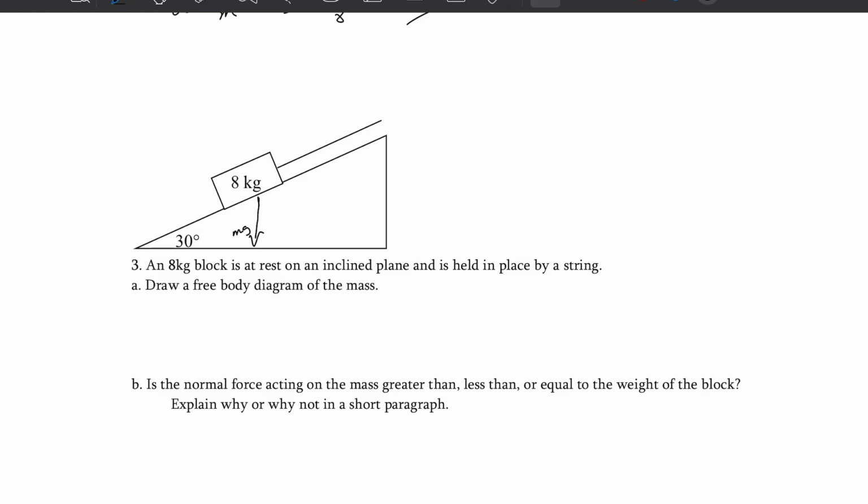Now we're doing a problem that has a mass on an inclined plane. So let's go ahead and identify: gravity goes straight down. Force normal is perpendicular to the surface. So there's a component of gravity that balances force normal. There's a component that would take you down the inclined plane.